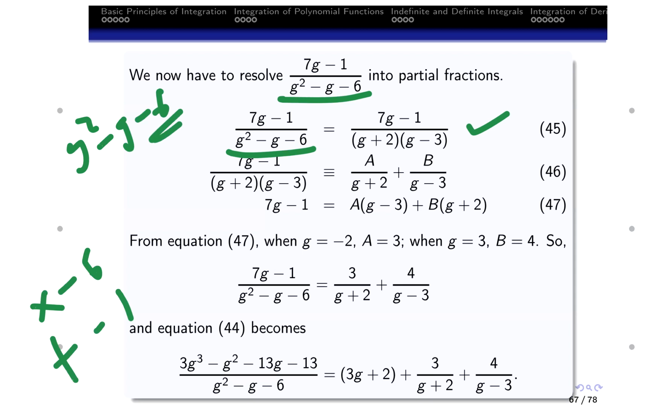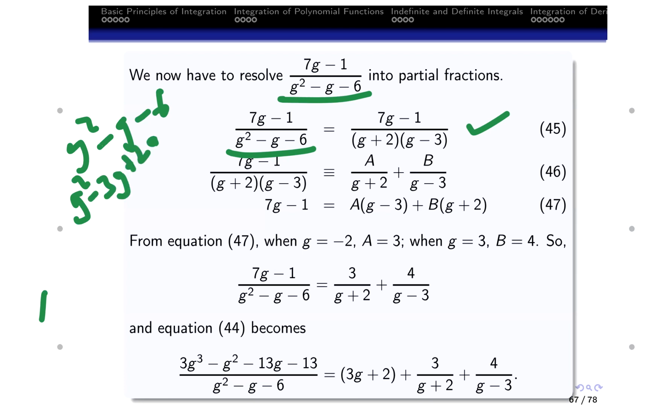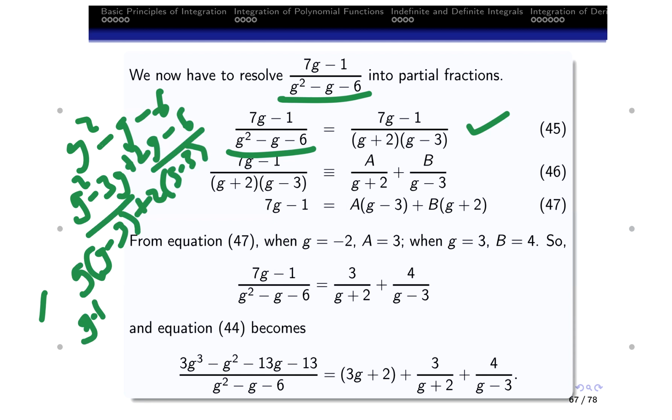But which one will give you this? So it has to be minus 3 and plus 2. Okay? So it means that you have minus 3 plus 2. So that means that you have g squared, minus 3g plus 2g minus 6. So take common value. So you have g into g minus 3 plus 2 into g minus 3. So you have g plus 2 into g minus 3. And that is why you have that expression, right?